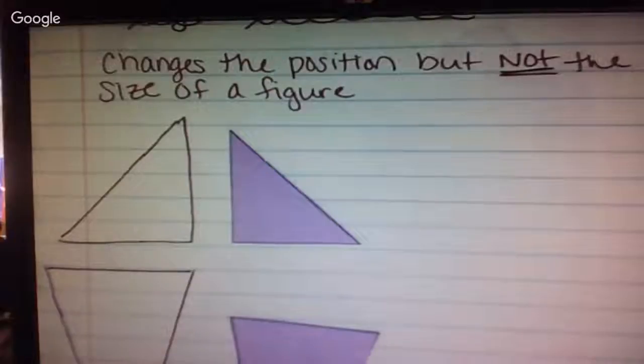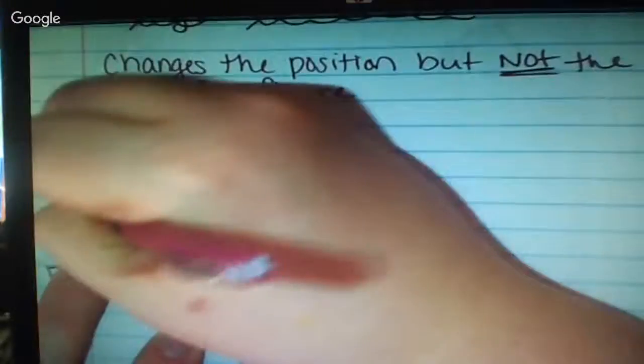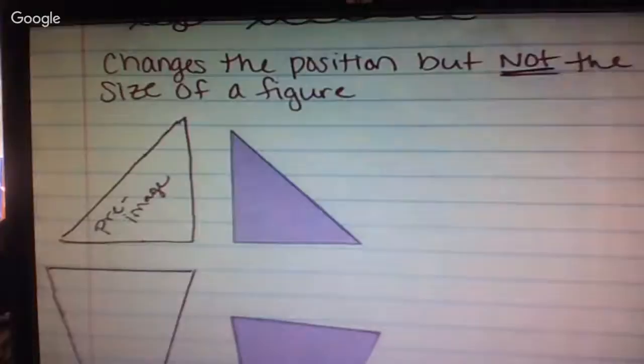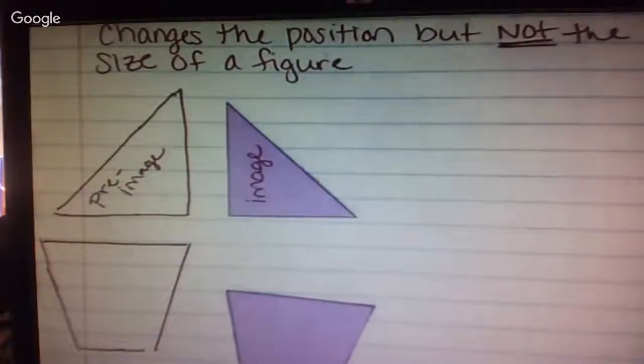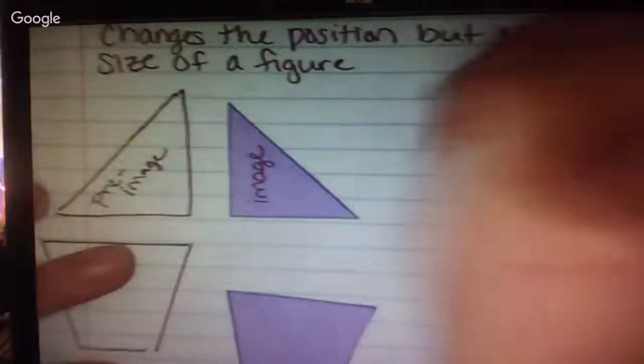So our original figure, okay? Our original figure is this one. So they call this the pre-image. Once I've done the transformation, this is now called the image. So we've got a pre-image and an image. Can somebody tell me what transformation that is? Reflection. It's a reflection. Yeah, this is a reflection.